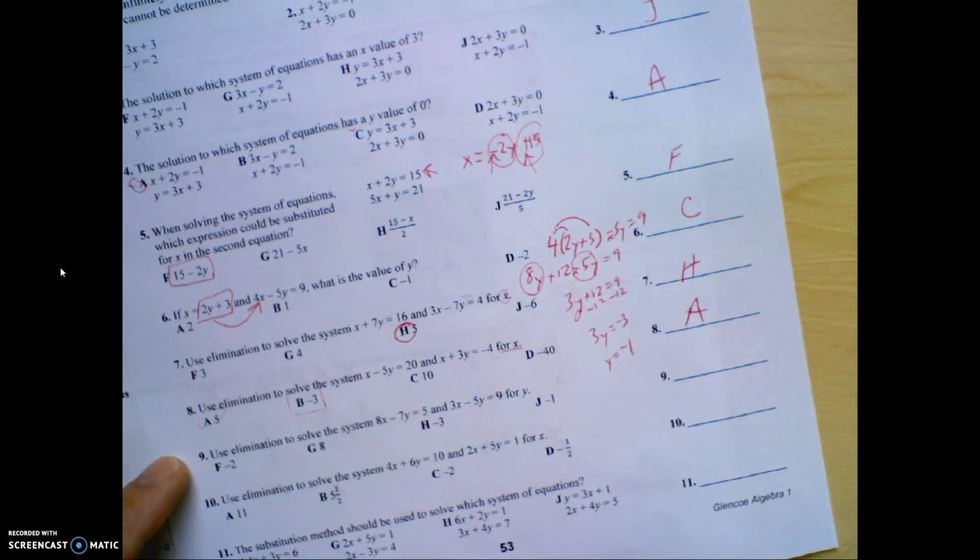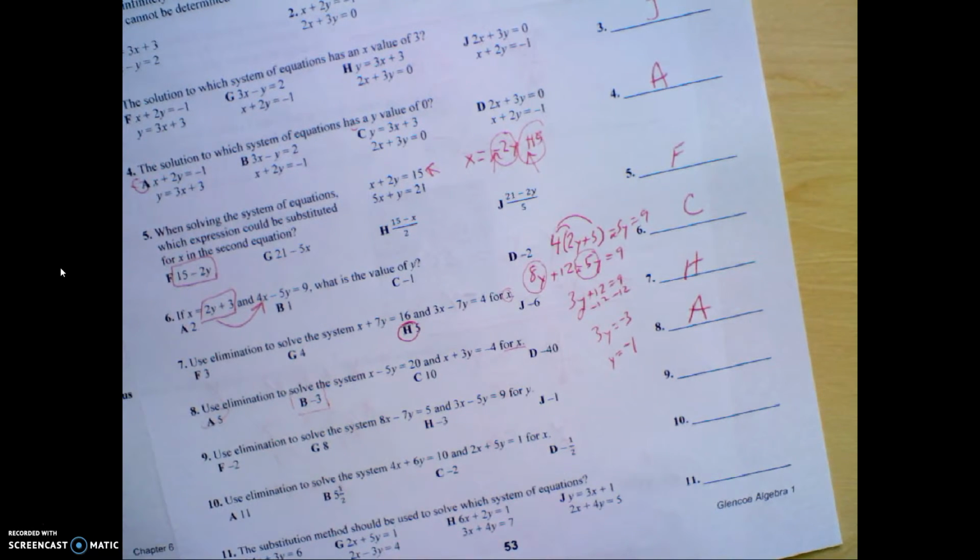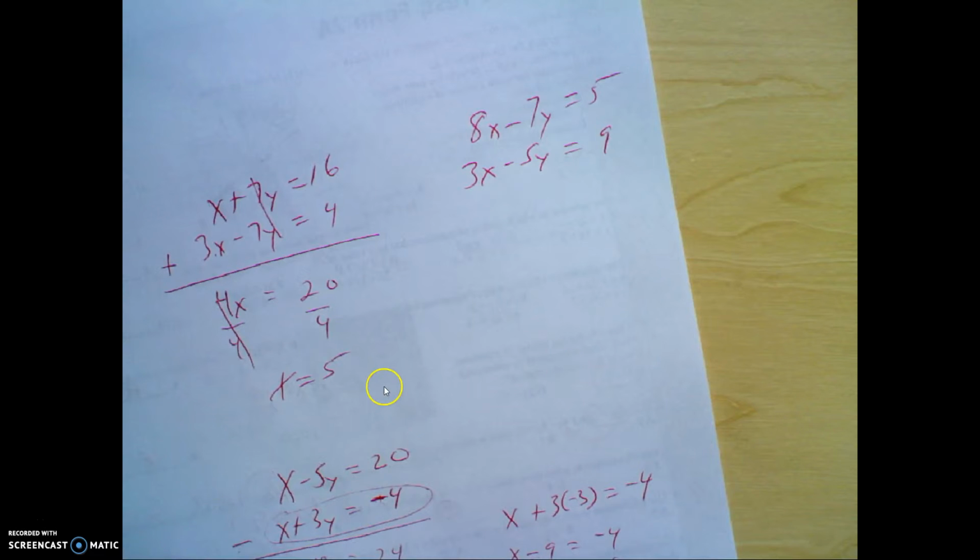Now we're looking at number 9, same kind of problem, elimination to solve. So we got 8x minus 7y equals 5. Put that over here, 8x minus 7y equals 5. And 3x minus 5y equals 9. 8, 7, 5. Yep, 3, 5, 9 with a minus in between. Yeah. All right, so I hope that wasn't out too long. I apologize. So there's my equation for number 9.